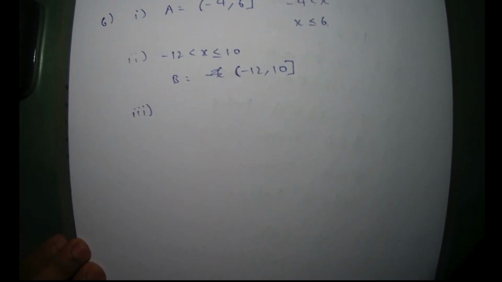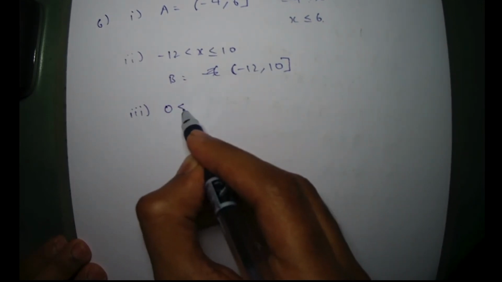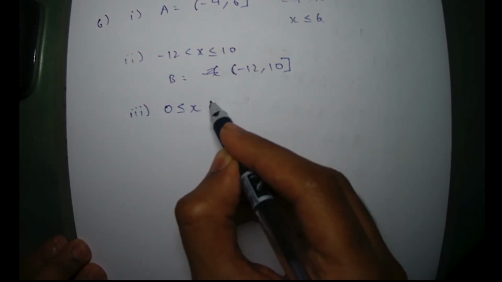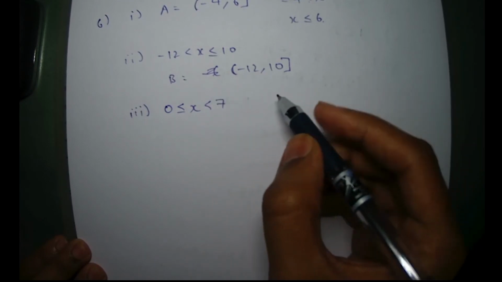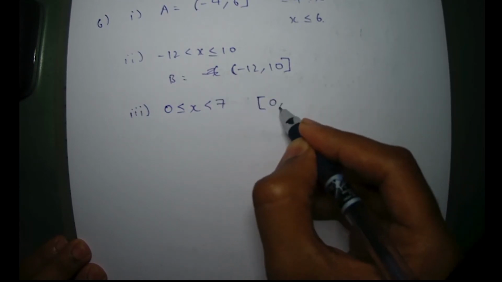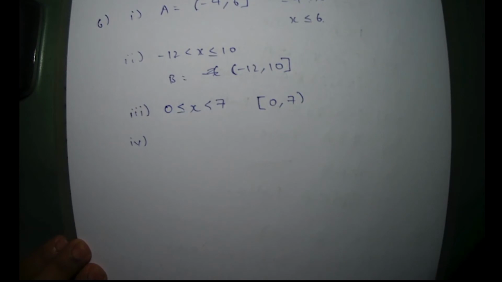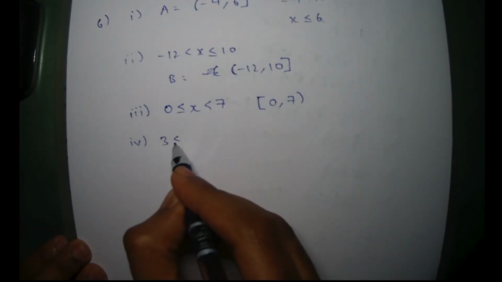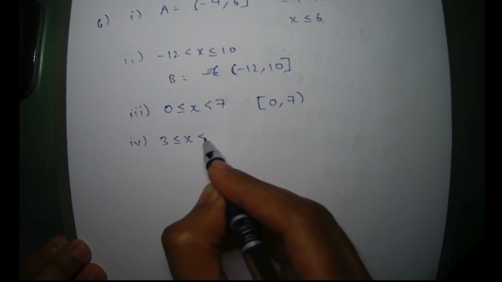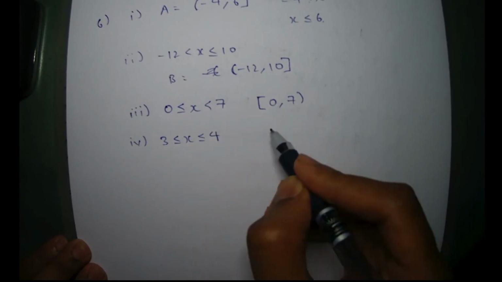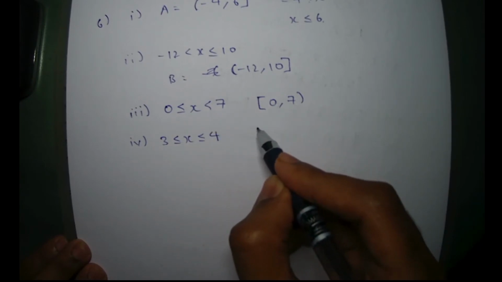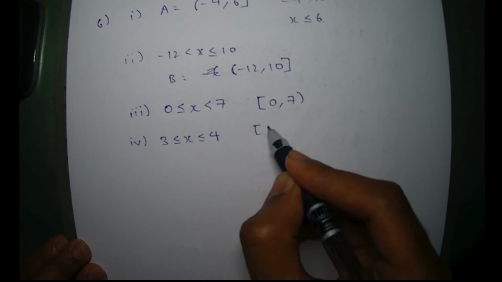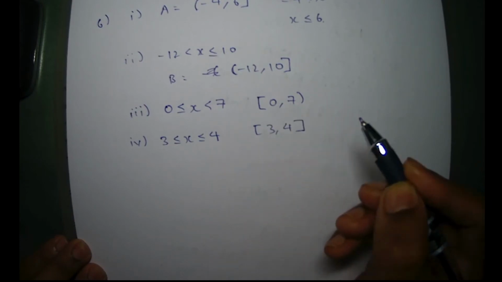Third question, we have x is greater than or equal to 0 and less than 7. So the interval will be square bracket 0, 7. And fourth question, 3 is greater than or equal to x and less than or equal to 4. Since both 3 and 4 are equal to x, we have [3, 4] in square brackets.